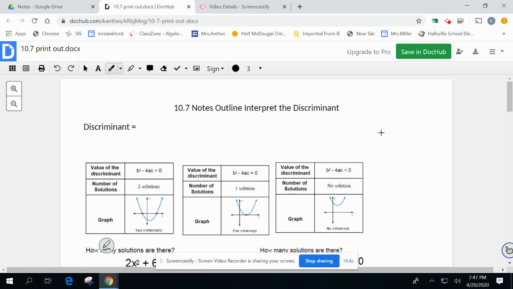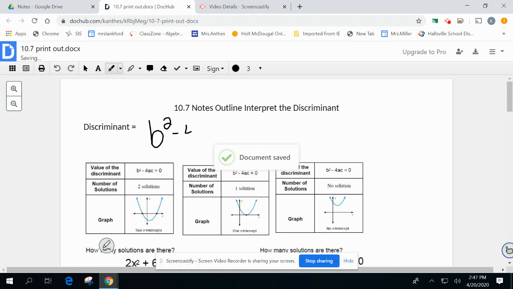Okay, so section 10.7 is interpreting the discriminant of the equation. The discriminant is actually the inside of the quadratic formula. It is b squared minus 4ac. That's the formula for it.